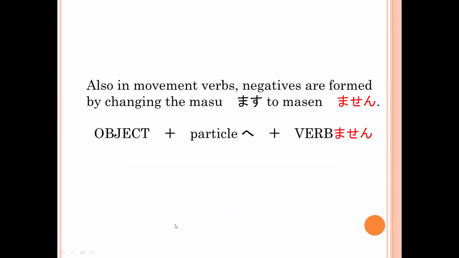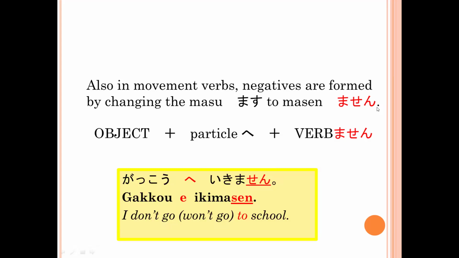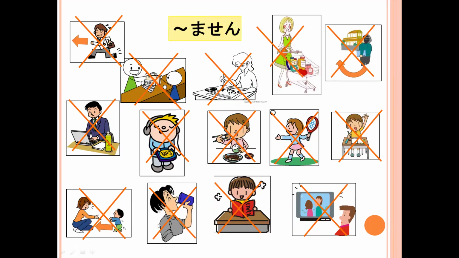Also in movement verbs, negatives are formed by changing masu to masen: object plus particle plus verb, where the verb here ends in masen. Gakko e ikimasen. The same example we saw in the previous slide was Gakko e ikimasu. So su is replaced with sen. In this case, the person is not going to school. I don't go to school. I won't go to school. So to say this sentence, you have to say ikimasen. Gakko e ikimasen. All these crossed-out verbs are the negative form, so all the negative forms are replaced with masen here.